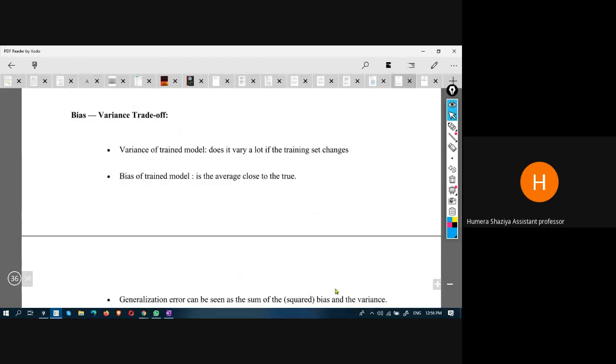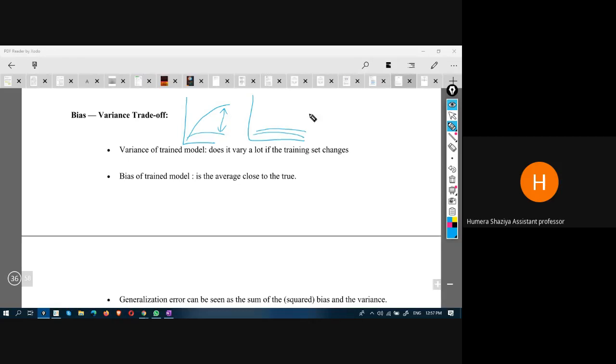Bias and variance trade-off. What is the trade-off between bias and variance? Variance we know when we have larger difference like this. This is variance. Bias is like this.